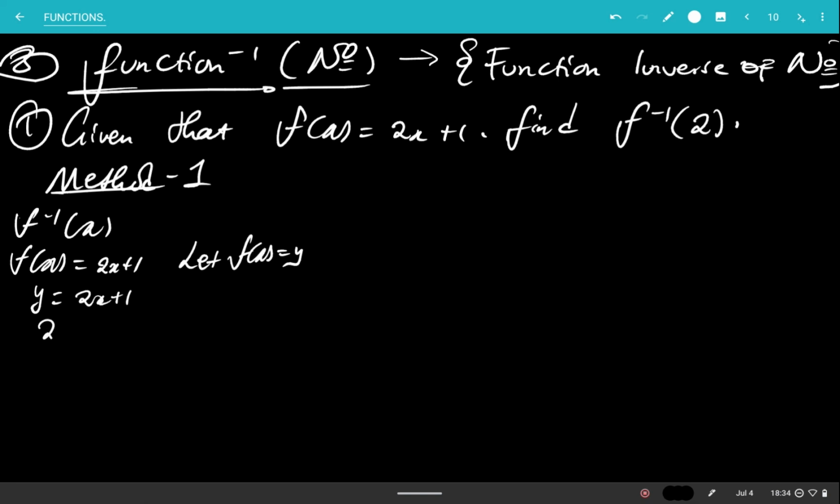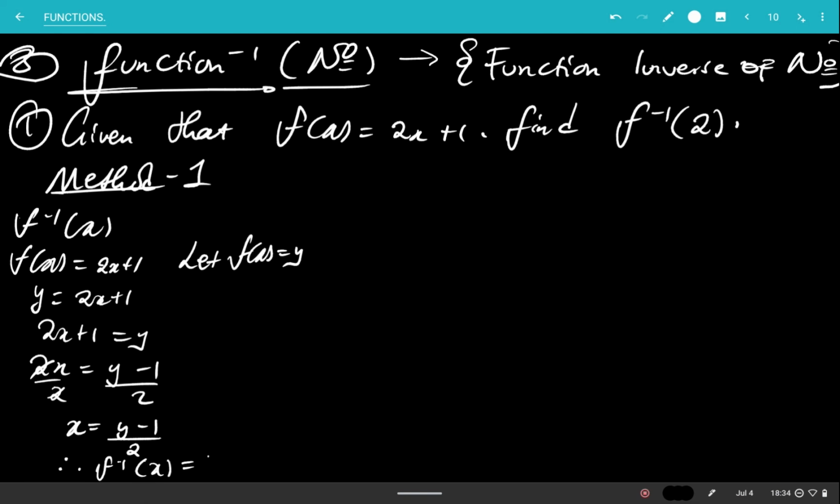I can flip the equation. I have 2x plus 1 being equal to y, and I have 2x being equal to y minus 1. Then I divide both sides by 2. By 2, I have x being equal to y minus 1 over 2. Therefore, what we get in the end is the function inverse of x being equal to x minus 1 over 2.